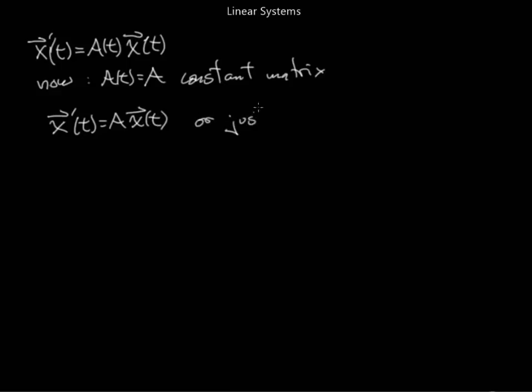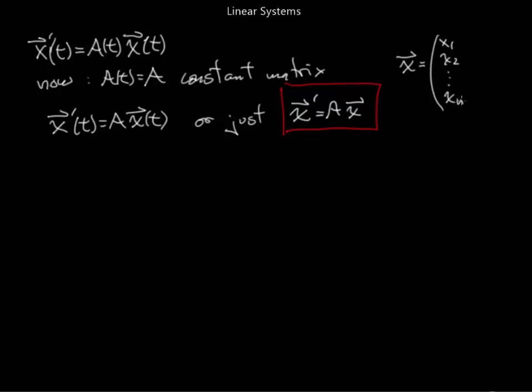So the equation is the derivative of x of t is A times x. And I'll just write that like this: x prime is equal to Ax. And remember, x is a vector of functions of t, x1 through xn. And so this is really a system of n equations with constant coefficients.